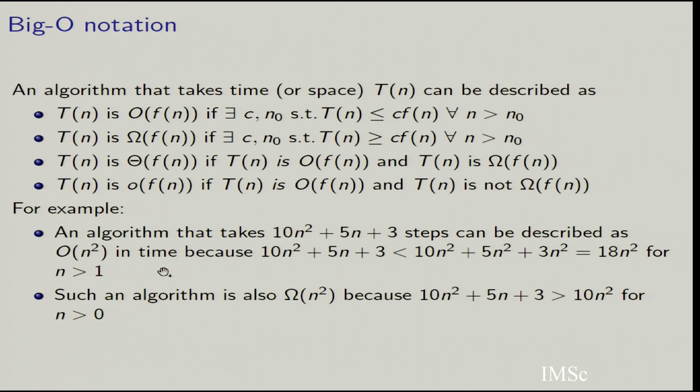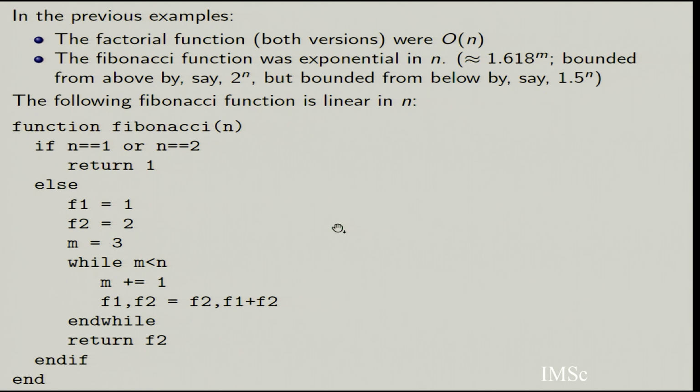But this algorithm is also big omega of n squared because this number is greater than 10n squared. So, for both of the first two conditions you have this criterion satisfied. So, this algorithm is in fact big theta of n squared. So, in the previous examples both versions of the factorial function were big O of n. In fact, they were big theta of n because it is bounded both from above and below by the size.